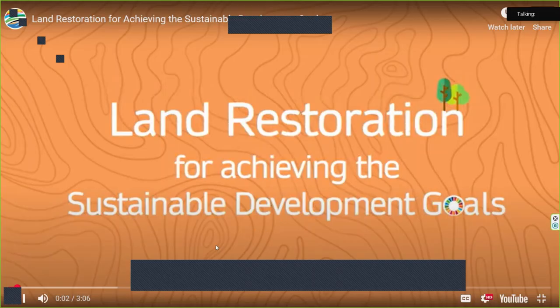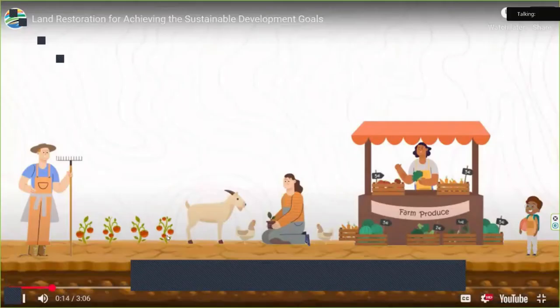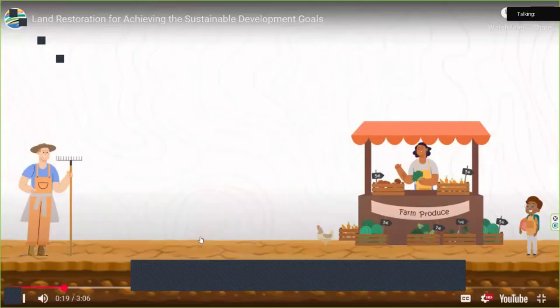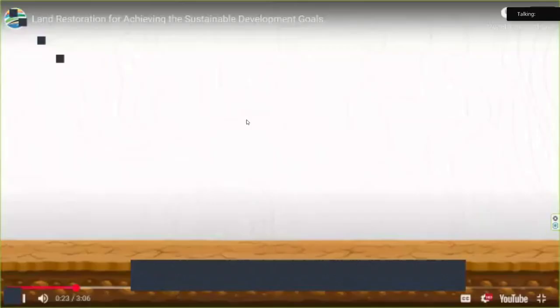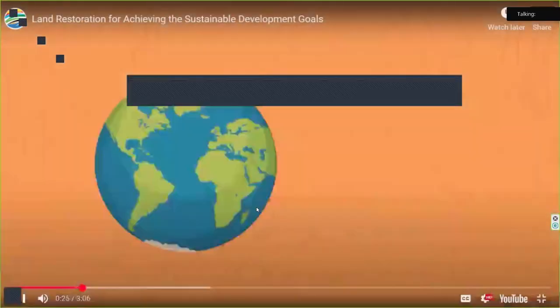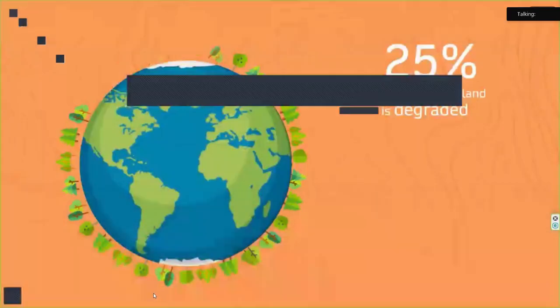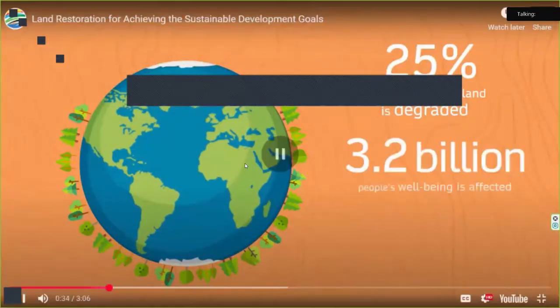Imagine a group of people lived on the land. They grew food and raised animals, and their children could go to school. However, due to a mismatch between land use and its sustainable potential, the land started to degrade. Their farm could no longer grow food as it did before. Everyone became hungry and poor, and eventually they had to move to other lands or to cities. The same story can be heard around the world. Some 25% of the world's land is degraded, impacting the well-being of 3.2 billion people globally.